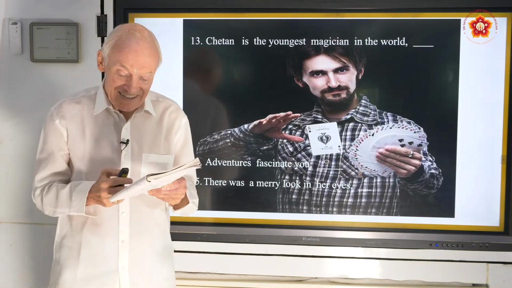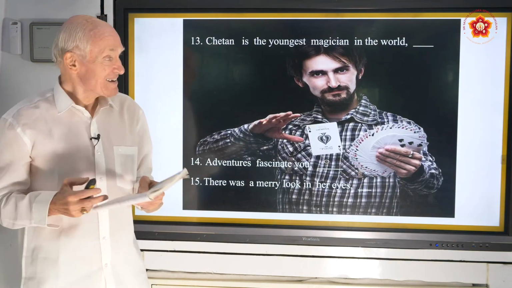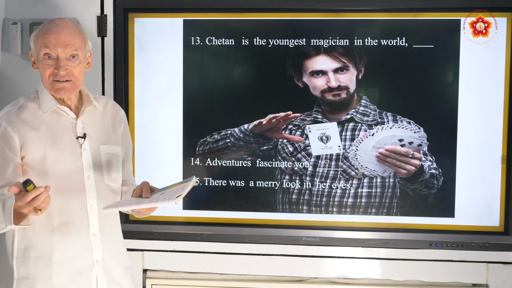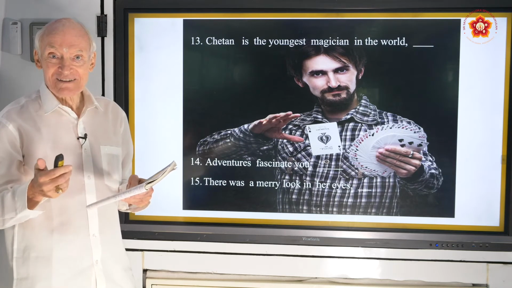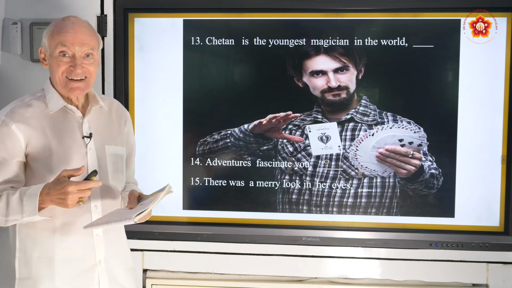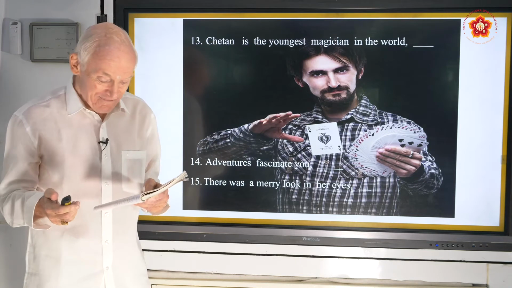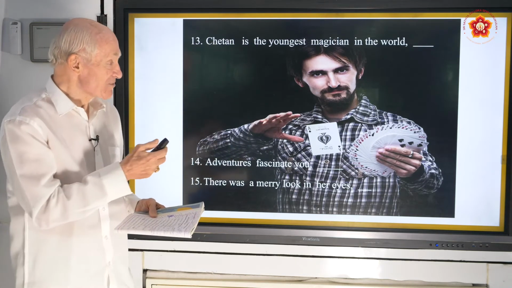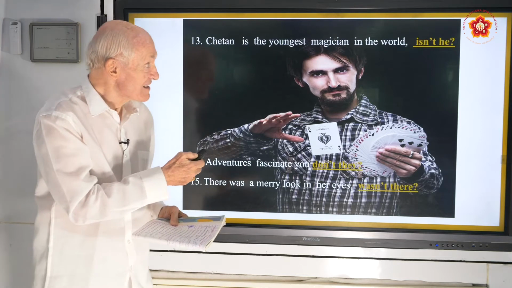Chaitan is the youngest magician in the world. Now we can see this young man, Chaitan, and he's flung out the cards, and out of the cards comes the ace of spades. So it looks like a good magic trick. And so he's saying, isn't he a good magician? So that's the question. Let's see if that's the right answer. Isn't he?